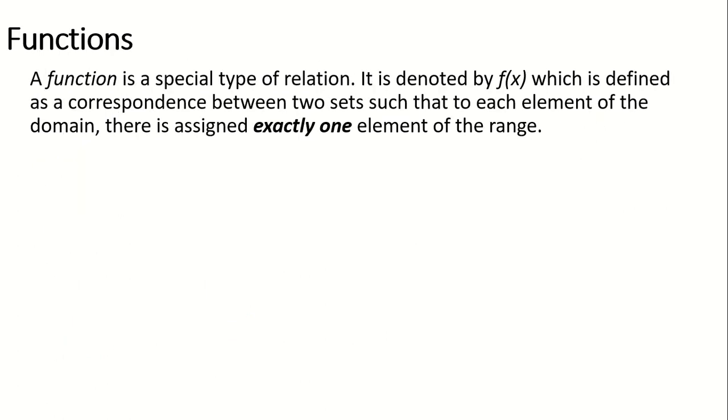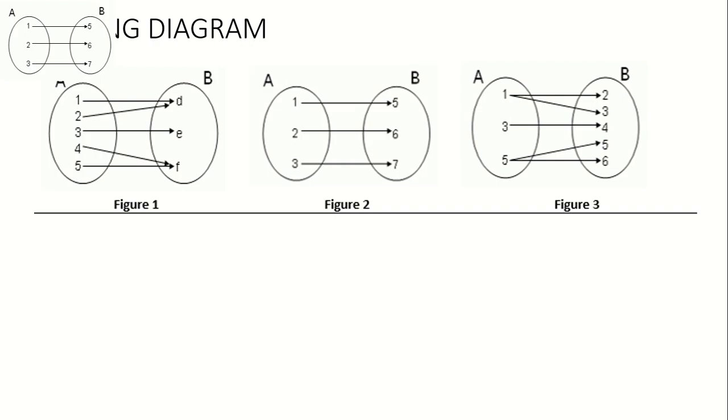Next, a function is a special type of relation that is denoted by f of x, which is defined as a correspondence between two sets such that to each element of the domain there is assigned exactly one element of the range. So we could try to understand whether a relation is a function using the following. Let's say we have a mapping diagram. So we have figure 1, figure 2, and figure 3.